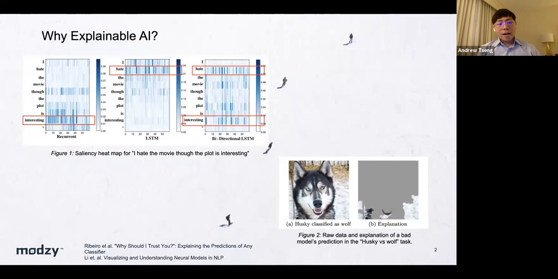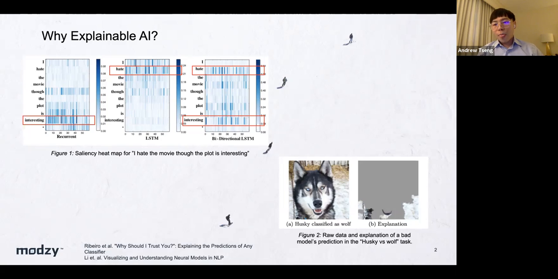The first one comes from a paper, visualizing and understanding neural models in NLP. In this paper, the authors tried to compare three different models: the recurrent neural network, the LSTM model, and the bidirectional LSTM model. The task of those models is to detect the polarity of movie reviews, such as this one: I hate the movie, though the plot is interesting. It is pretty obvious for a human that this is a negative review. And all three models do think that this review is negative.